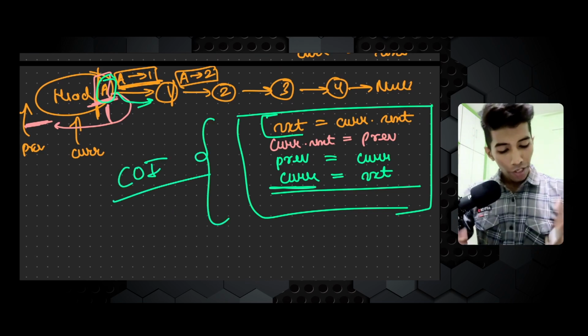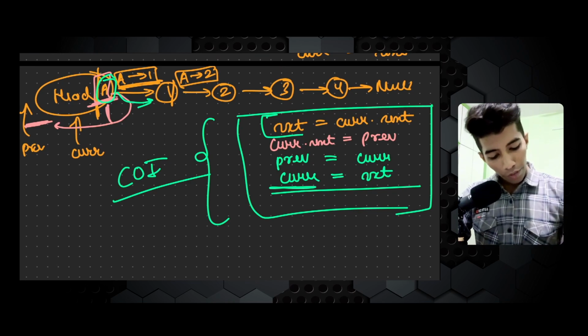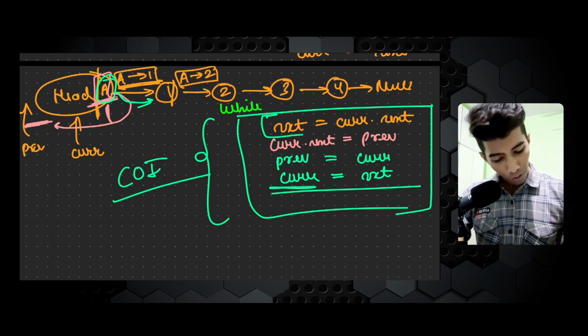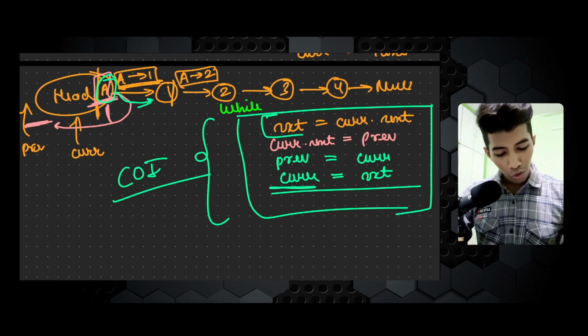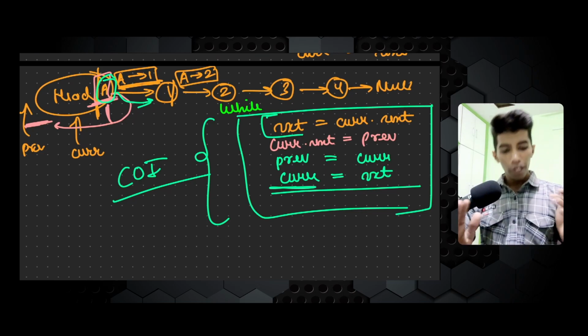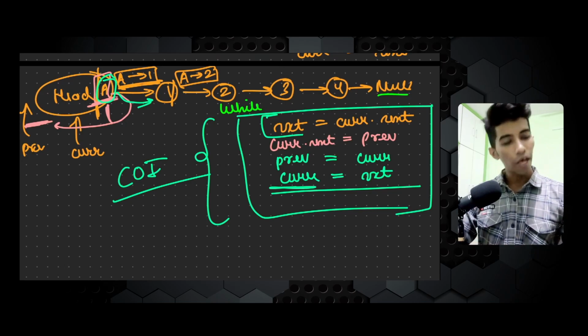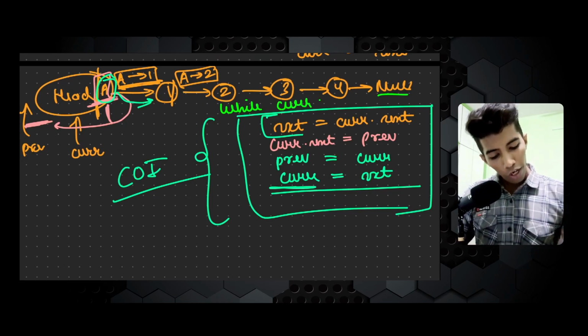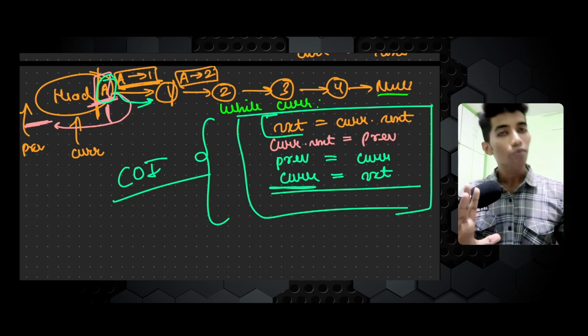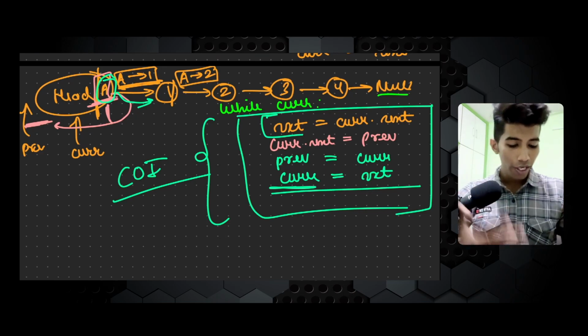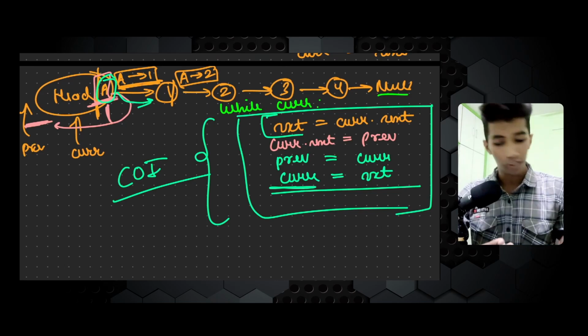Until how long will it run? It will run till you reach None. Very simple. Till you reach this particular point, it will run. Guys, got my point? Till your current reaches null, it will run. So like this, you can easily reverse the linked list.